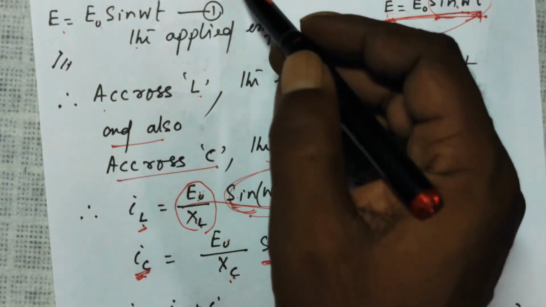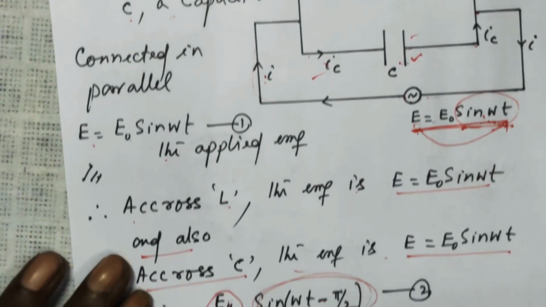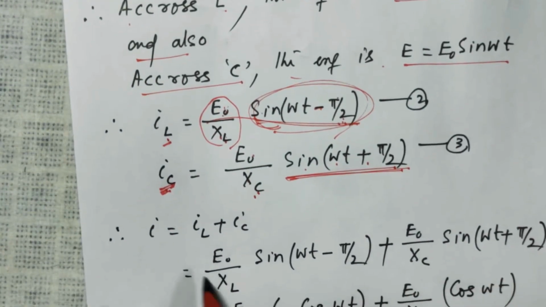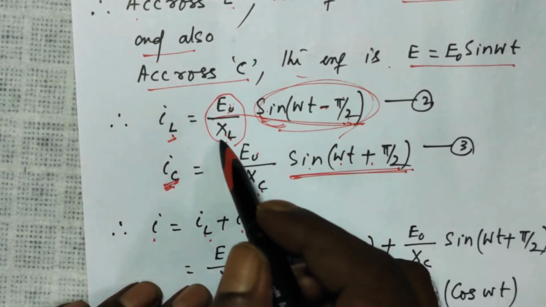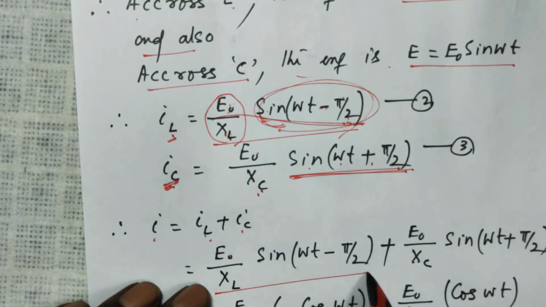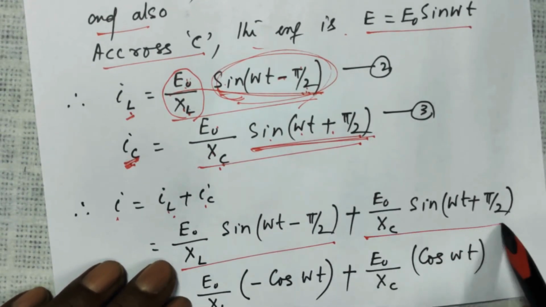So your total current I will be IL plus IC. Very simple. So the total current is IL plus IC. Now put IL, this is IL, and this is your IC. That is the same thing as this.